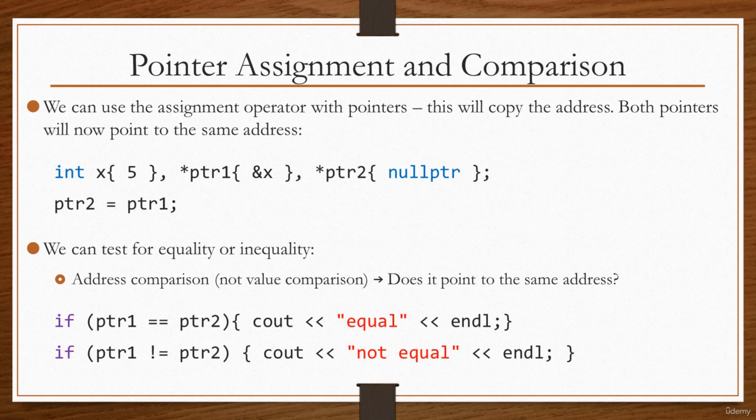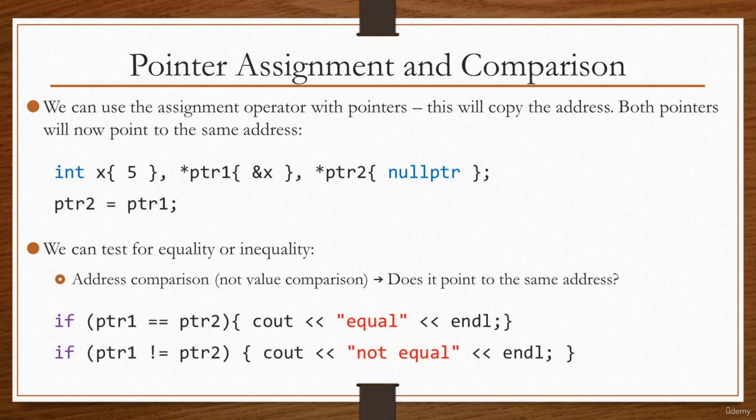Then you can also test for equality or inequality. So let's say an if statement: if pointer 1 is equal to pointer 2, then print out equal, or if pointer 1 is not equal to pointer 2, then print something else out. So the test for equality and the test for inequality. This is actually going to compare the address of each one of these pointers to see if they match, to see if they are the same or not. It's not going to compare the values stored at the address where those pointers point. Again, it's simply going to compare the addresses.